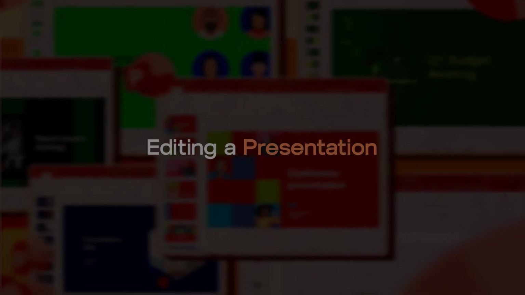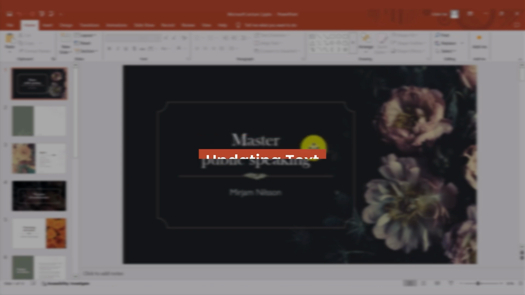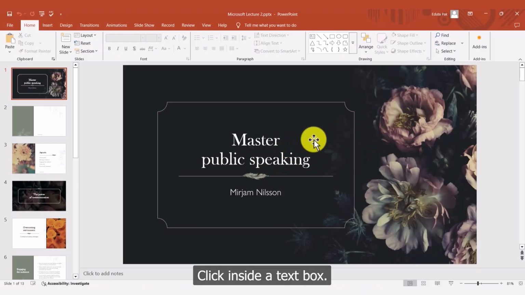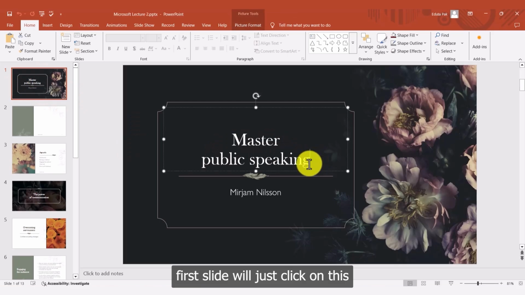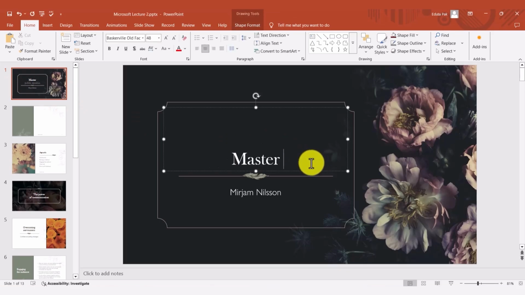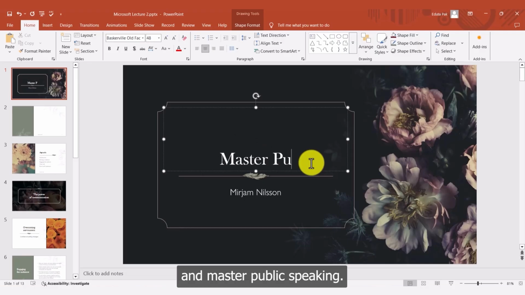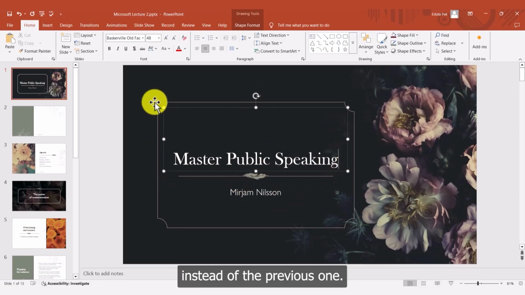Editing a presentation. Once your presentation is open, you can begin editing. Updating text: click inside a text box. For example, if I want to change the heading of this first slide, we'll just click on this, and you can backspace the text and retype it, "Master Public Speaking". For example, you just want to have this title instead of the previous one, so you can just re-edit it.